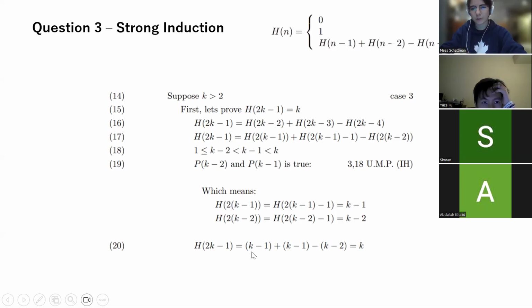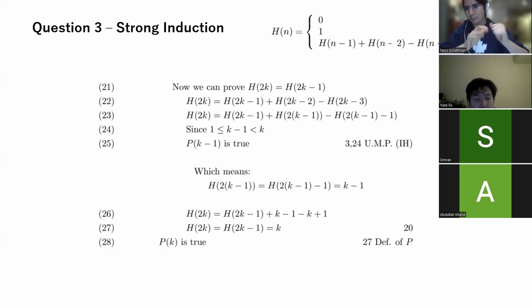And so we get h of 2k minus 1 is k minus 1 plus k minus 1 minus k minus 2. And if you expand and you cancel, then you just get k, which is perfect. That's the result that we're looking for. So we've proven that this holds. We know that h of 2k minus 1 is equal to k.